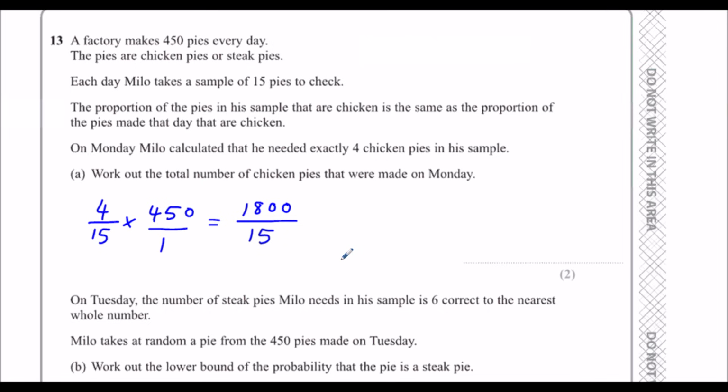So I can simplify this fraction. I can divide top and bottom by 3. So 18 over 3 is 6. So 600 over 5. 15 over 3 is 5. And then what's 600 divided by 5? 600 over 10 is 60. So double it, 120. So 120 chicken pies were made on Monday.